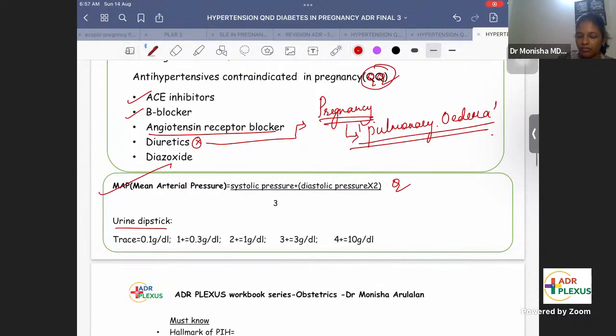As I told, during the dipstick method, our importance will be 1 plus. But they might ask for what is the trace? It is 0.1. When I say 2 plus, it is 1 gram, and 3 plus, it is 3. Remember that.